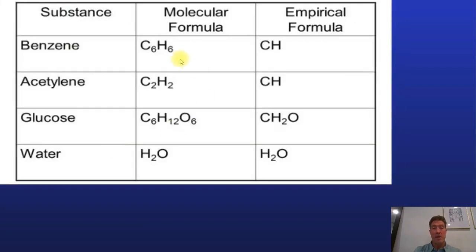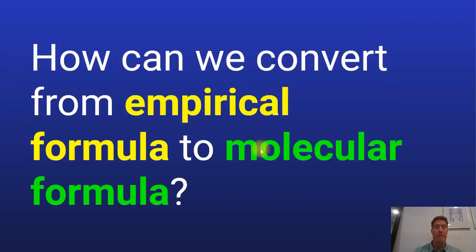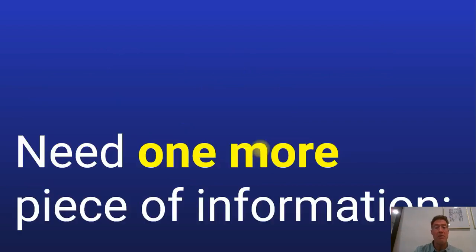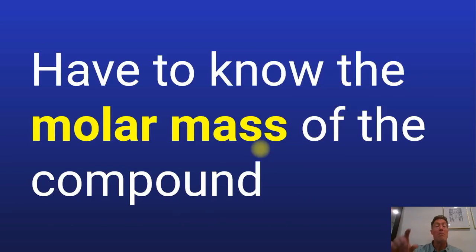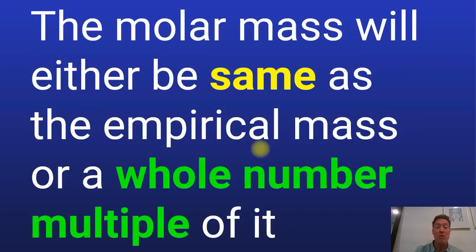So some other examples: this is 6 times the empirical formula, this is 2 times the empirical formula, 6 times the empirical formula, and this one is the same as the empirical formula. So how can we convert from the empirical formula to some multiple, which might be 1, to get the molecular formula? Well, we need one more piece of information.